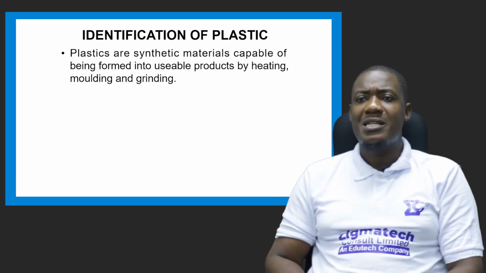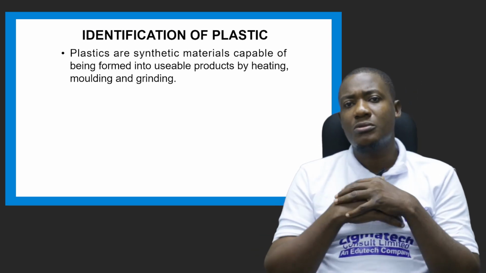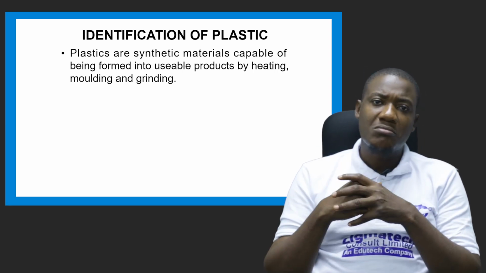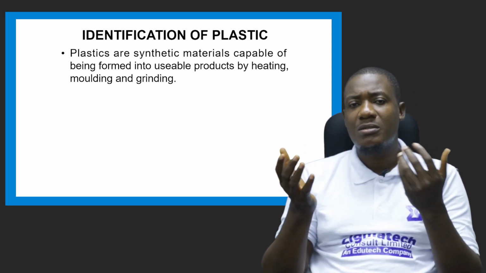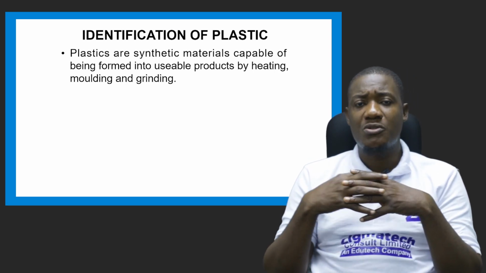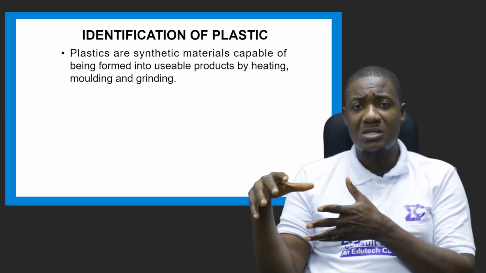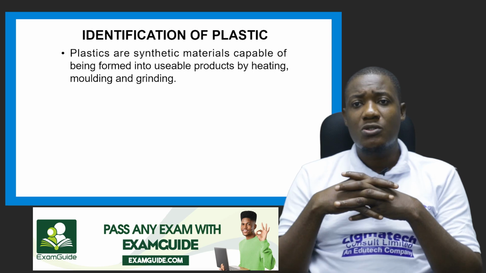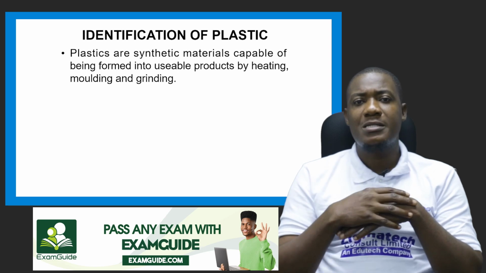Plastics are synthetic materials that can be formed into products usable to us by heating, molding, and grinding. Naturally, they are from resins. Resins are from the distillation of petroleum. That's where we get them. So plastics are majorly from resins. That's the raw material used for the production of plastics. When you heat them and mold them into any shape, we have plastic.